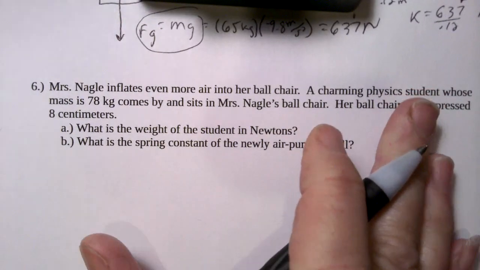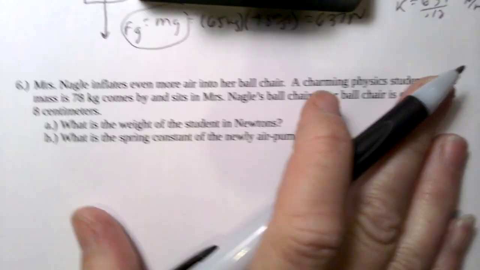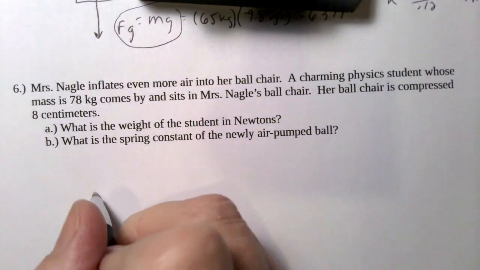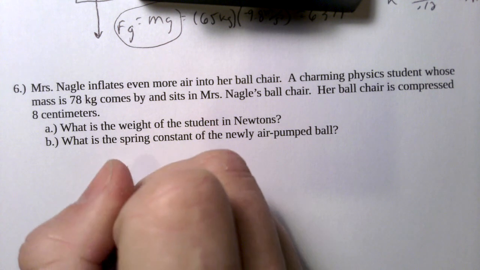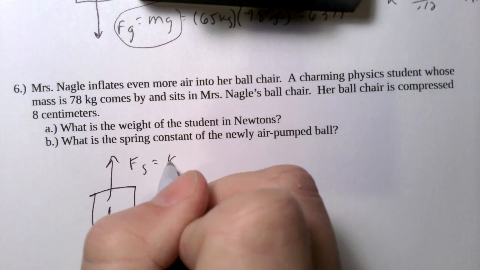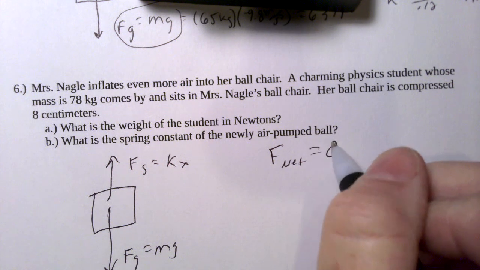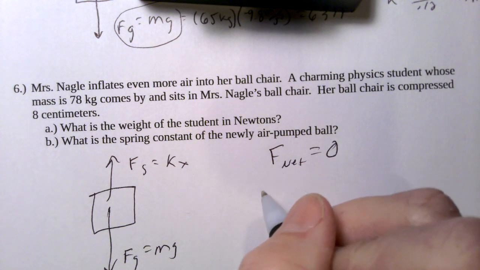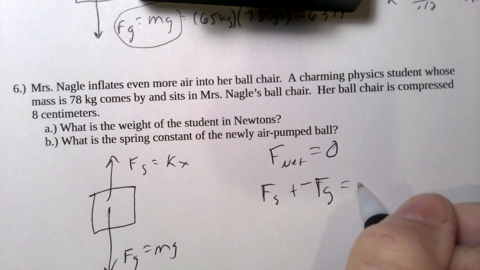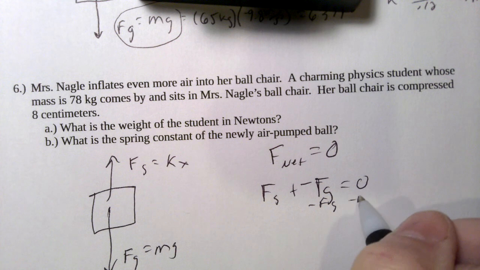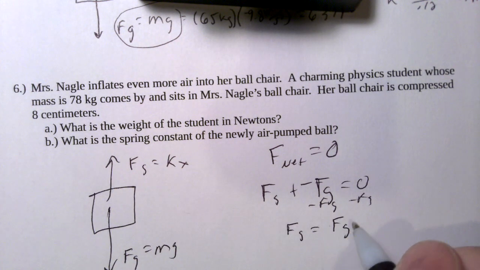Miss Nagel inflates more air into a ball. A charming physics student has mass of 78. Going to do the same thing. Fg equals mg. Force of the spring equals kx. You can set the equations equal to each other. They are not accelerating. They are stationary. So I can say my force of my spring plus negative force of gravity equals 0. Subtract force of gravity from both sides. My force of my spring is equal to my force of gravity.